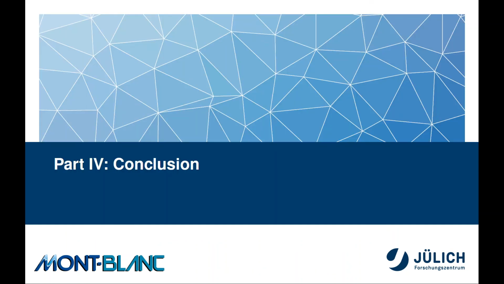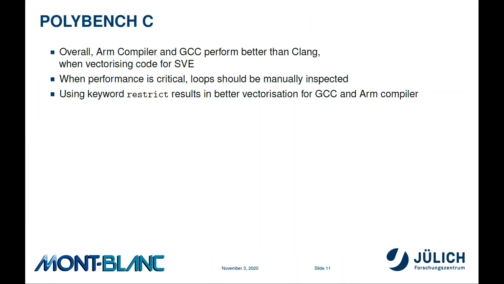In summary, the ARM compiler for Linux and GCC perform better than Clang when vectorizing the code for SVE. However, it should be noted that not all vectorized code is necessarily faster. So when performance is critical, loops should be manually inspected in order to ensure the best optimizations. Using the keyword restrict can greatly improve the compiler auto-vectorization.